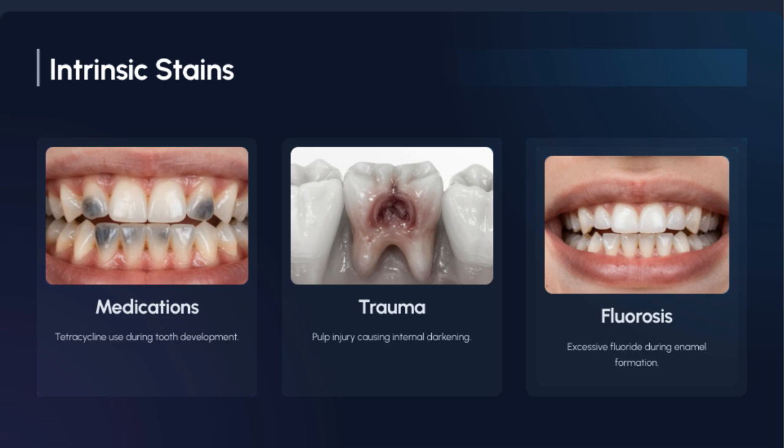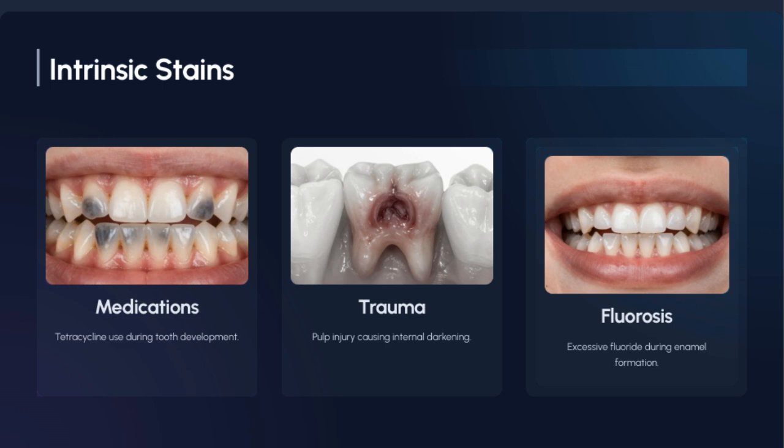Another important point is pulp injury, which can occur due to trauma. When the pulp tissue inside the tooth sustains injury, it may cause internal darkening or staining of the tooth. This type of staining is often a sign of underlying damage and requires careful evaluation. Trauma itself can also lead to discoloration, especially if the injury affects the blood supply or causes damage to the pulp tissue. Additionally, the use of tetracycline antibiotics during tooth development can cause intrinsic staining.